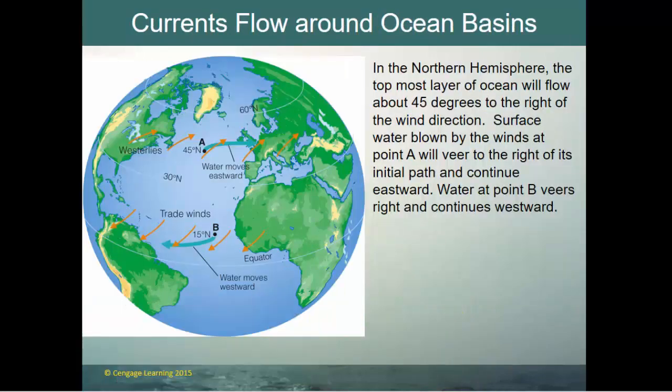In the northern hemisphere, the topmost layer of the ocean will flow at about 45 degrees to the right of the wind direction. It's the same in the southern hemisphere, but to the left of the wind direction. Let's just talk about the northern hemisphere, where Coriolis will deflect the ocean current about 45 degrees to the right of the wind direction. Surface water blown by the winds at point A will veer to the right of the initial path and continue eastward. Water at point B veers to the right and continues westward, again creating that ocean gyre that we see in the major ocean basins.